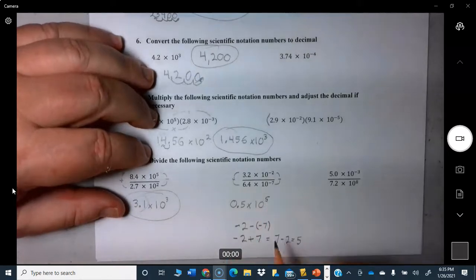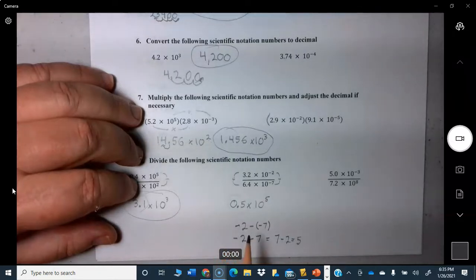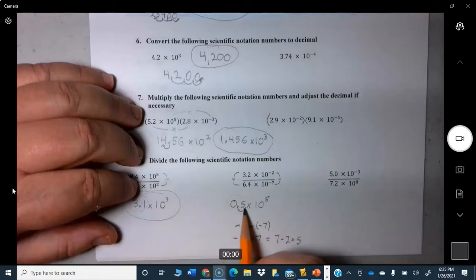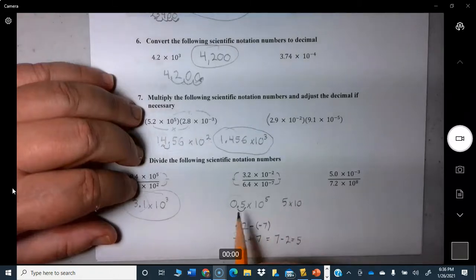All right, all good. Now, again, we don't have a number between 1 and 9.99. So we're going to have to change this. So what we're going to have to do is move the decimal. This time we're going to go in the other direction from what you've seen so far. We're going to go over here, put it right there, and make that number 5. Instead of 0.5, it's going to become 5. So I'm going to come over here and write 5 times 10.